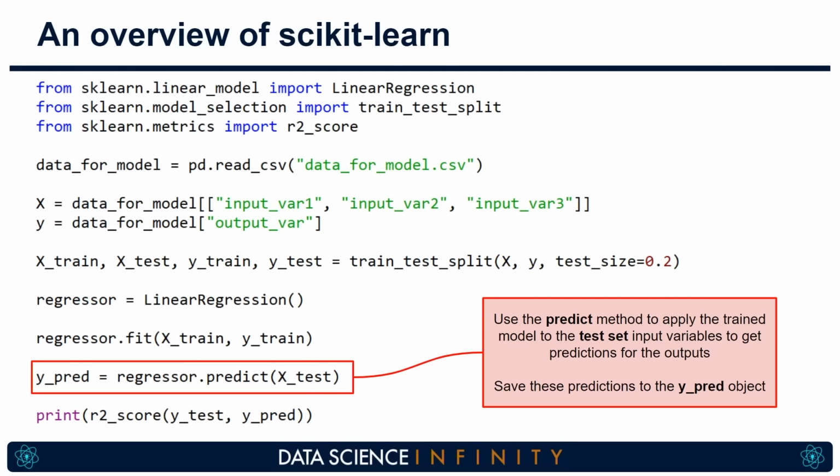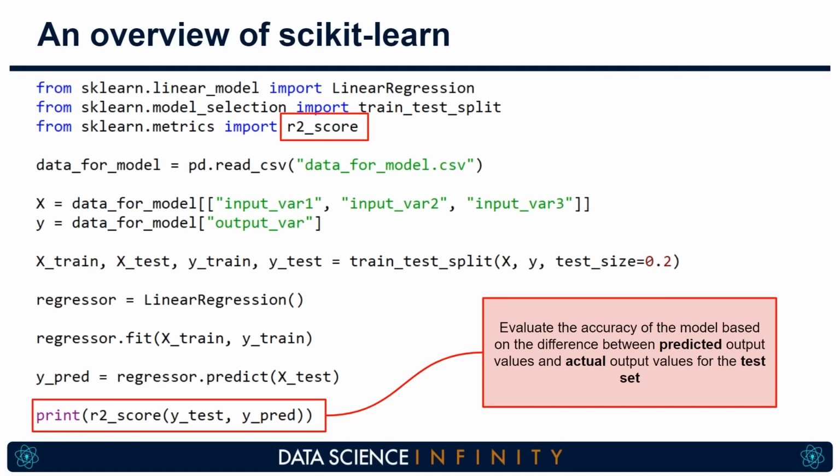Our regressor object has a predict method, which will apply the rules of the model to any new data. Here we apply this predict method to the xTest object, which contains only the input variables of the test set. The result of this is that we get predicted output values, and in this case we're saving these predictions to an object called y_pred. Now we have predictions for the test set, we can compare these to the actual output values for the test set and evaluate the accuracy of our model.